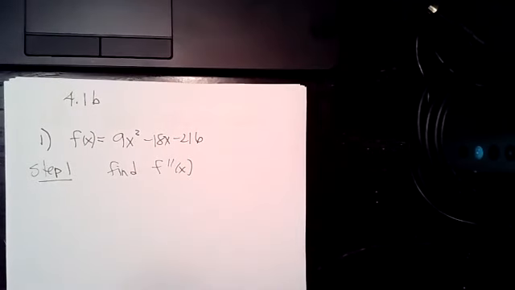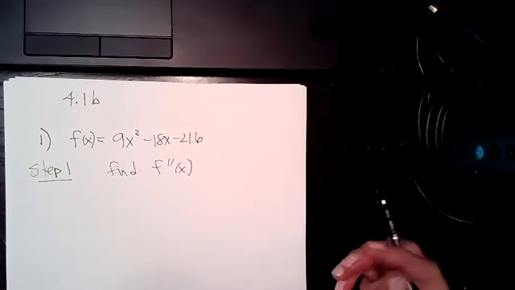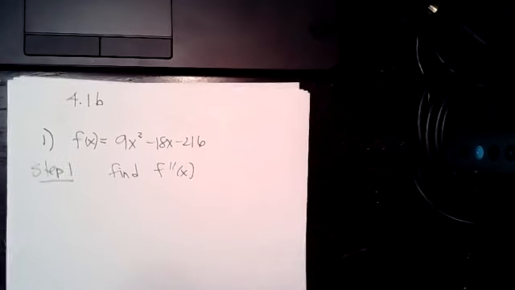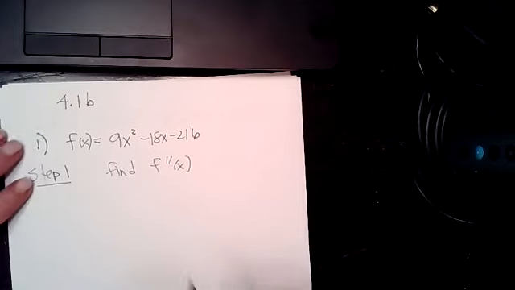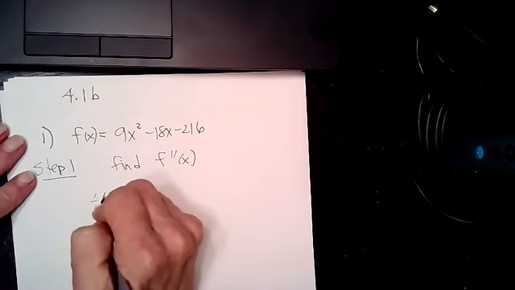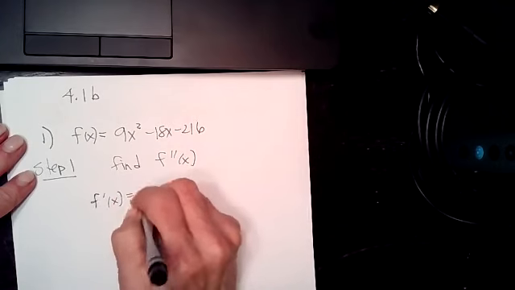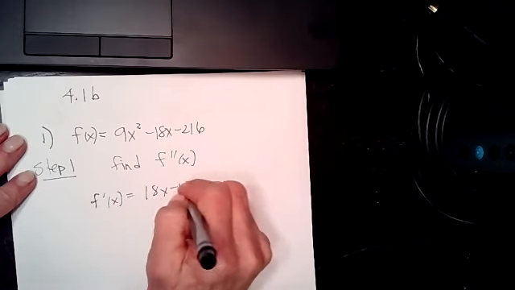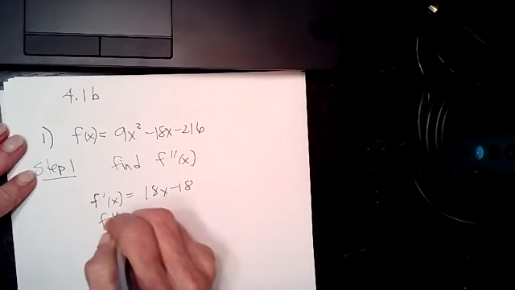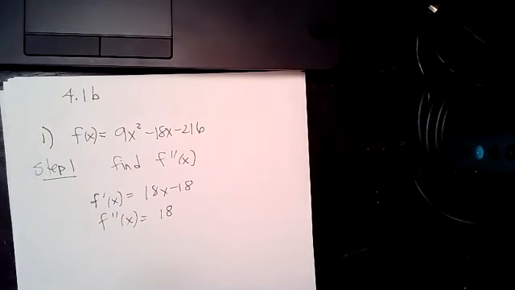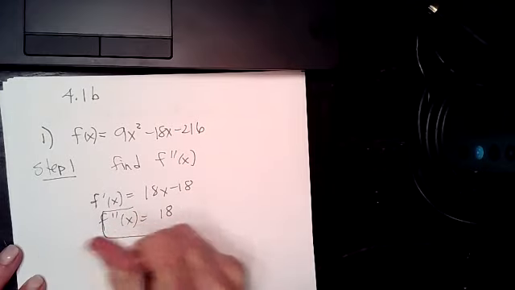Hi guys, these are the practice problems for 4.1b, okay? So they give us a function and they ask us to find the second derivative, so we can do that. We did it in 4.1a. So f prime of x is 18x minus 18, and f double prime of x is 18. Okay, all right, so that's part A.